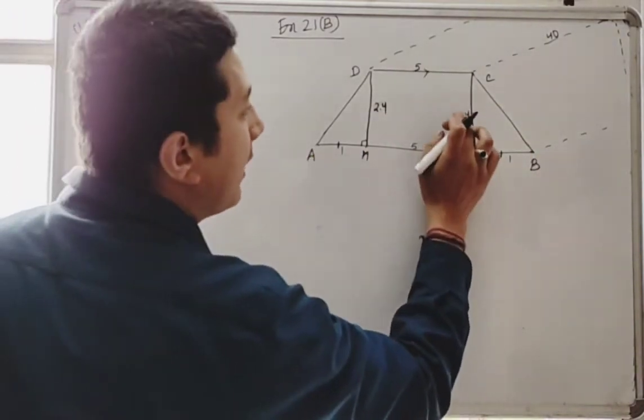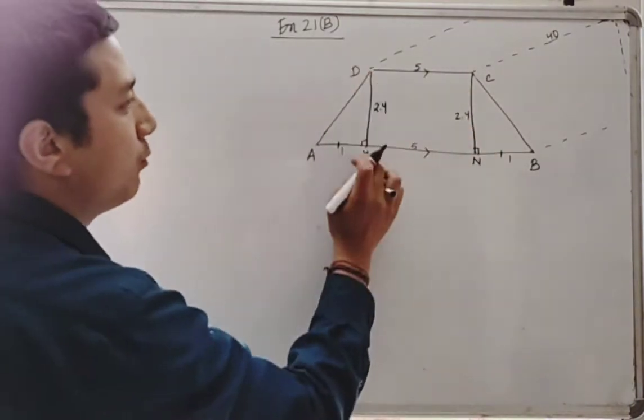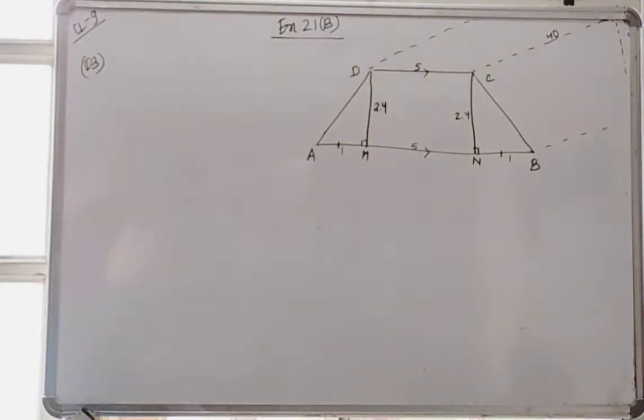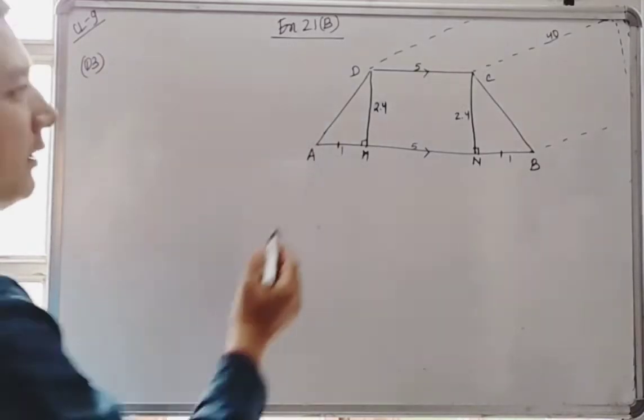Okay, height is 2.4, this is 2.4, this is 2.4. Now you tell me, is it a right angle triangle?